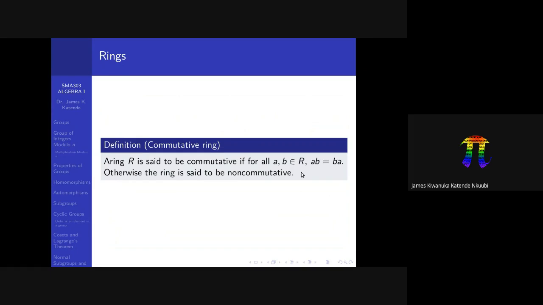So that defines a commutative ring. Remember that a ring is not required to be commutative, but some rings may be commutative. When they are, we will call them commutative rings. And secondly, the commutativity is only with respect to multiplication.